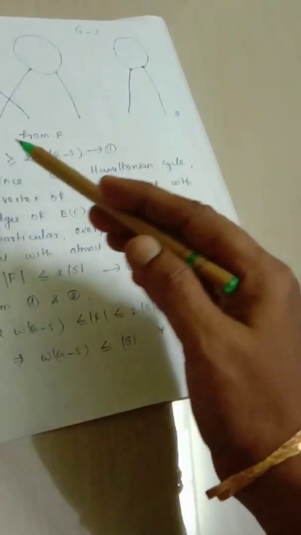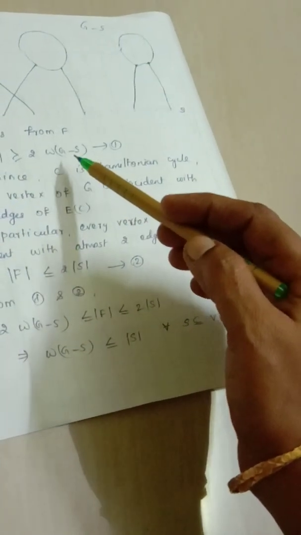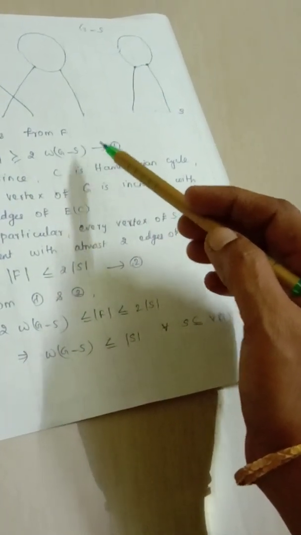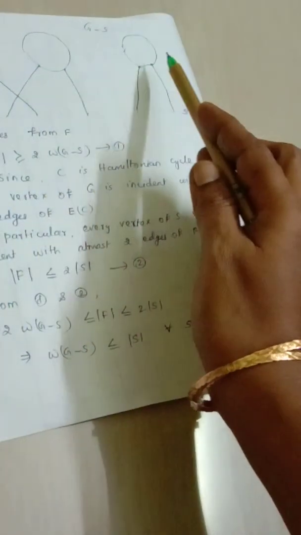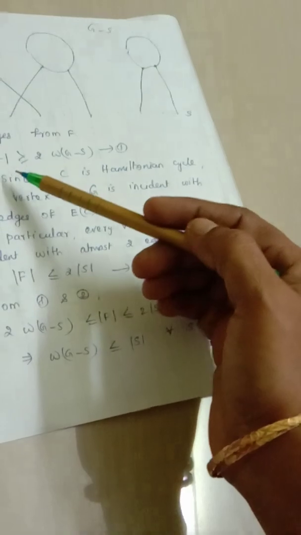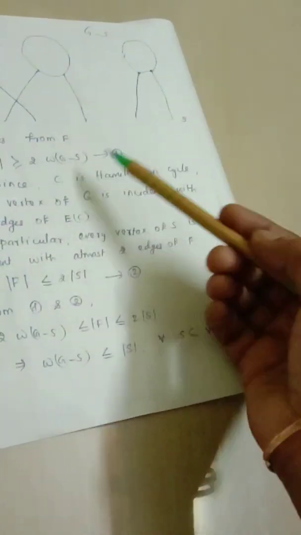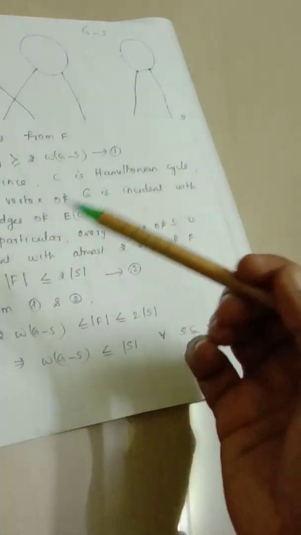So if the cardinality of F is counted, then it should be greater than or equal to 2 times ω(G − S). That is, these ω(G − S) components are counted 2 times, and comparing with the cardinality of F, the cardinality of F must be greater than or equal to that value.